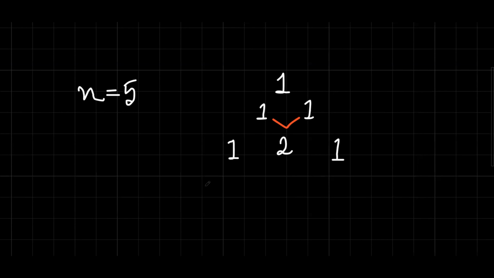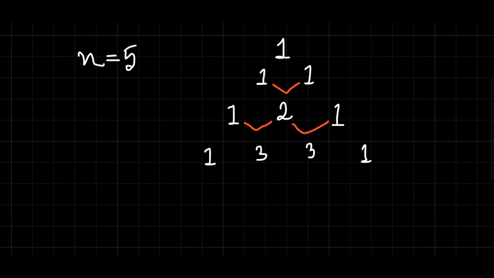For the fourth row, we have to put 1 at the first position of the row and we have to put 1 at the last position of the row. Now we have to add 1 and 2 and put 3 here and we have to add 2 and 1 and put 3 here. Now we have completed the fourth row.